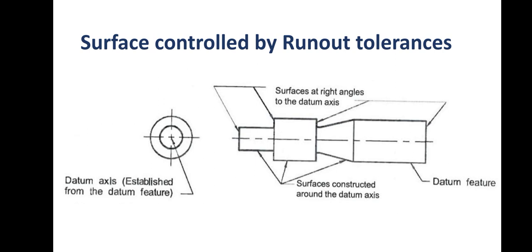Surfaces controlled by runout tolerances. You see the datum axis that is established from the datum feature, and another two surfaces which are perpendicular to it. There are four surfaces. In fact, they are perpendicular to the axis of revolution, the surfaces at right angles to the datum axis. One is a datum feature, and three surfaces are constructed about the datum axis.